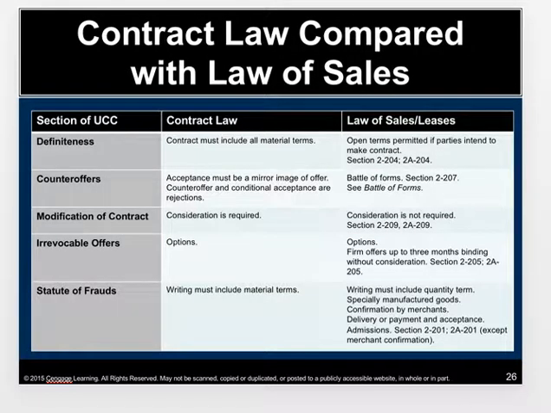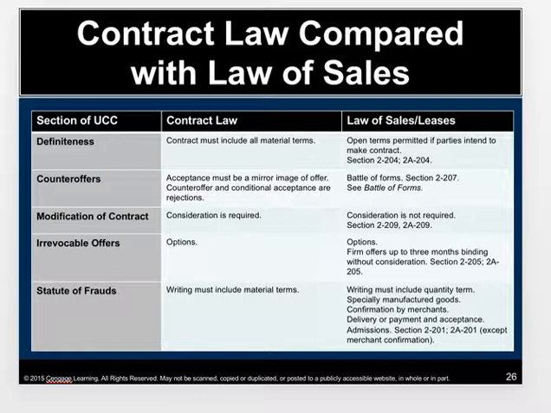And this is the very last slide here in the chapter. It actually provides really a comparison, right? The very far left talks about the section of the UCC. So it talks about, for example, the concept of definiteness. And then in the middle column, we see what contract law says about definiteness. So in the common law, the contract must include all material terms. Well, under the UCC, Chapter 2 and 2A, under the Law of Sales and Leases, open terms are permitted if the parties intend to make a contract.